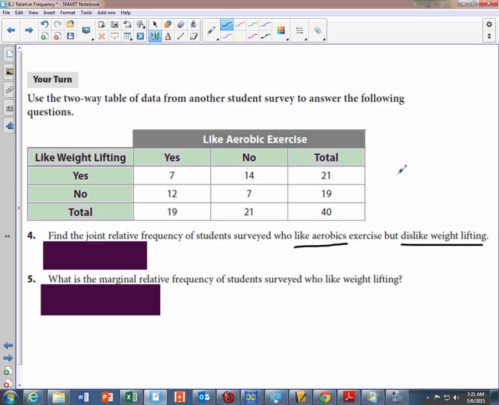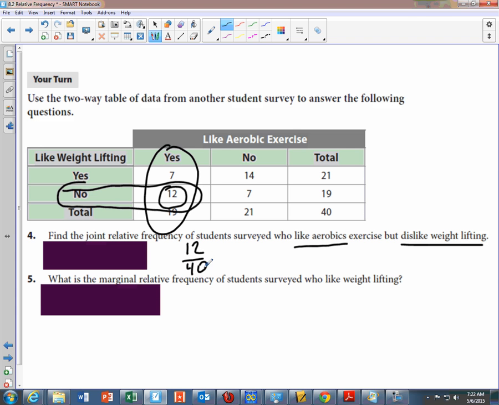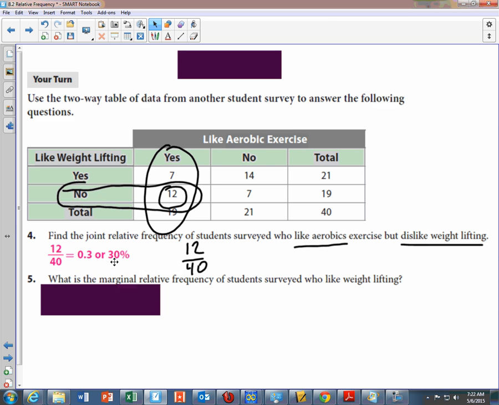Where are we in that box? So let's see. Like aerobics. Well, yes, they like aerobics, so we know we're in this column somewhere. But they don't like weightlifting. So looks like our intersection is number 12. So we have 12 over 40. And 12 out of 40, I'm just going to move this box here, is 0.3 or 30%. So I'm kind of giving you the answer here, but I want you to see how to do this. So 12 divided by 40 is 30%.